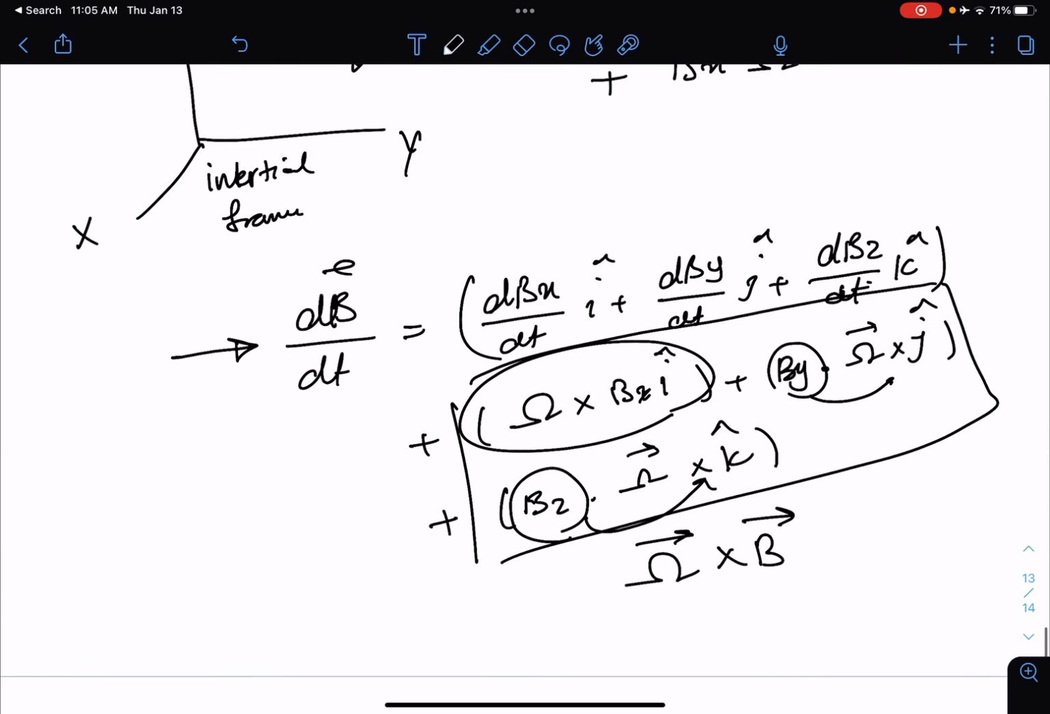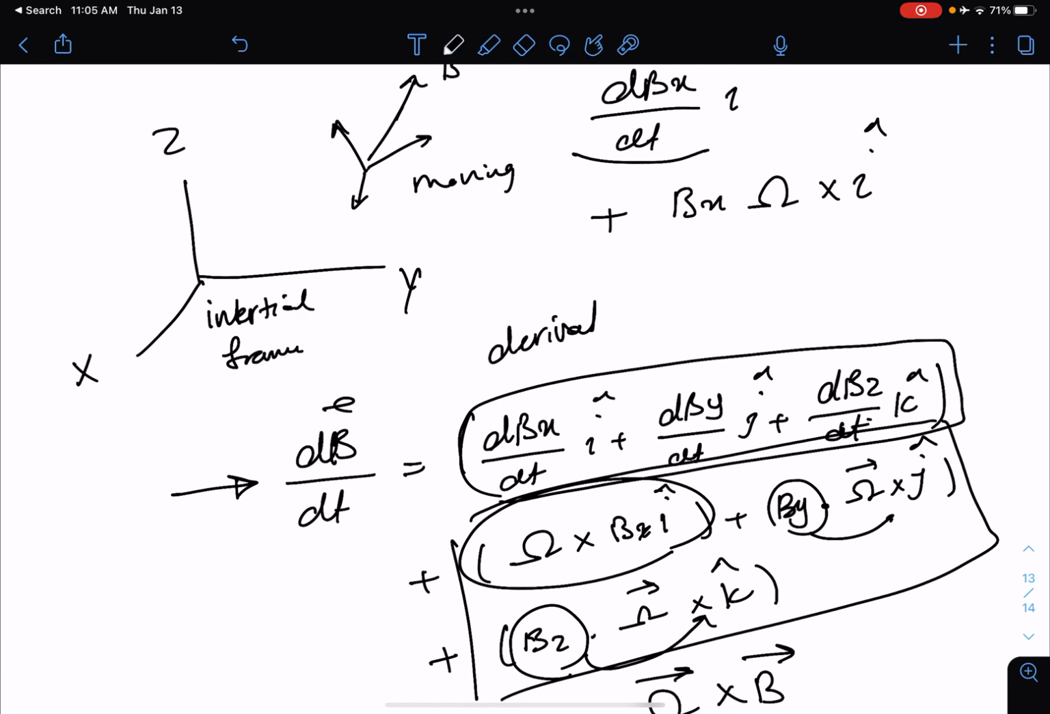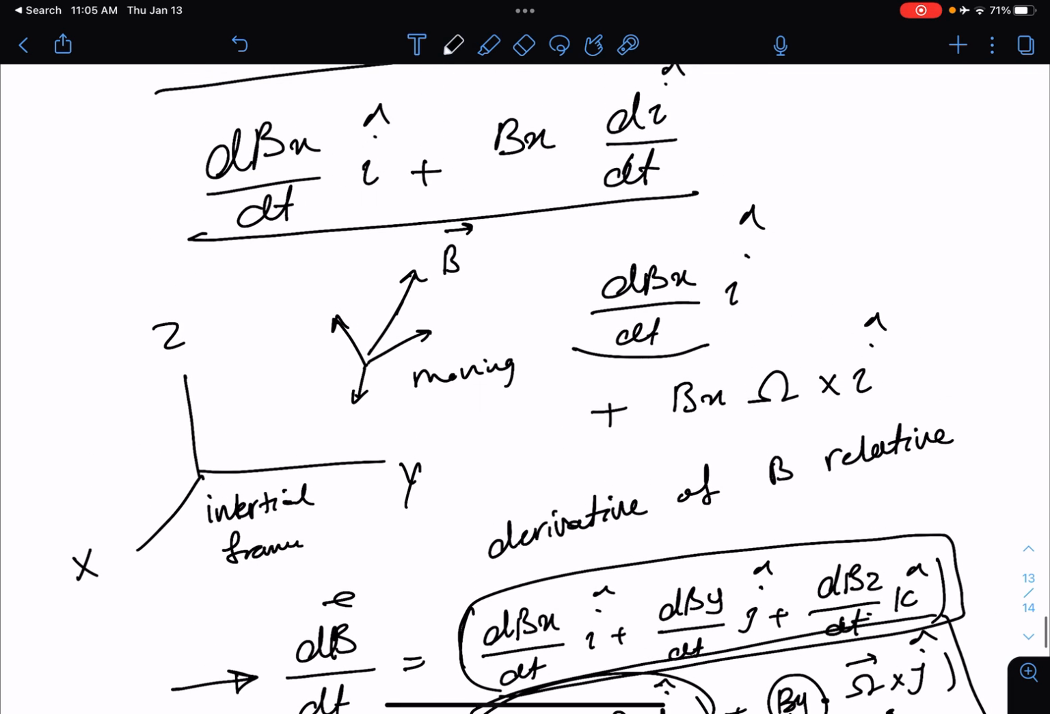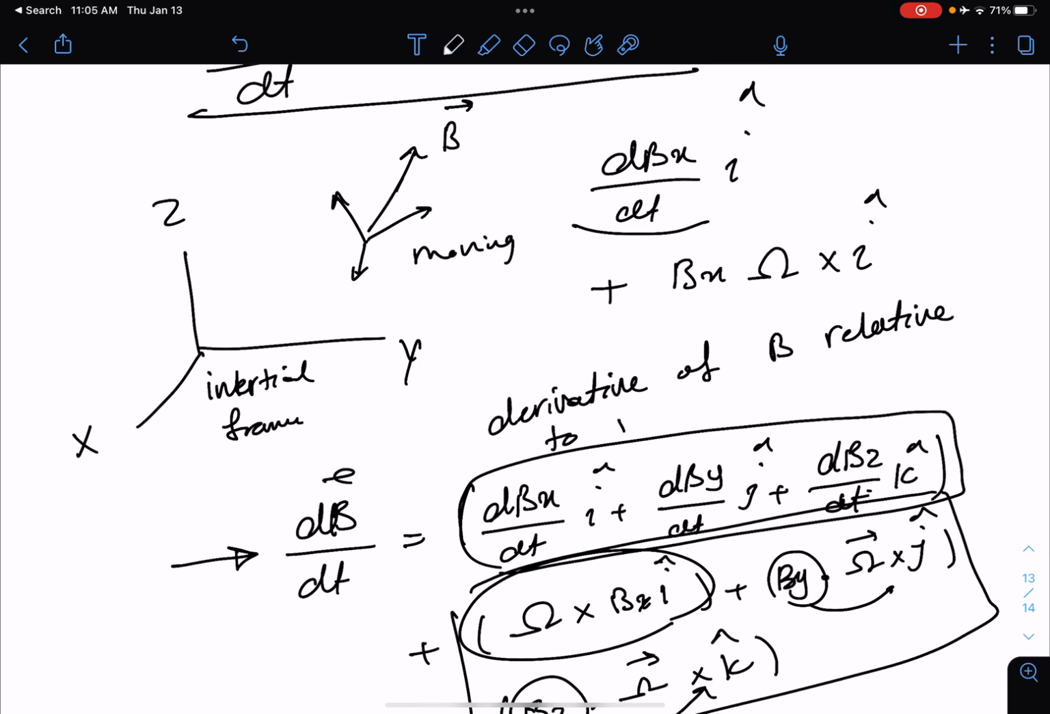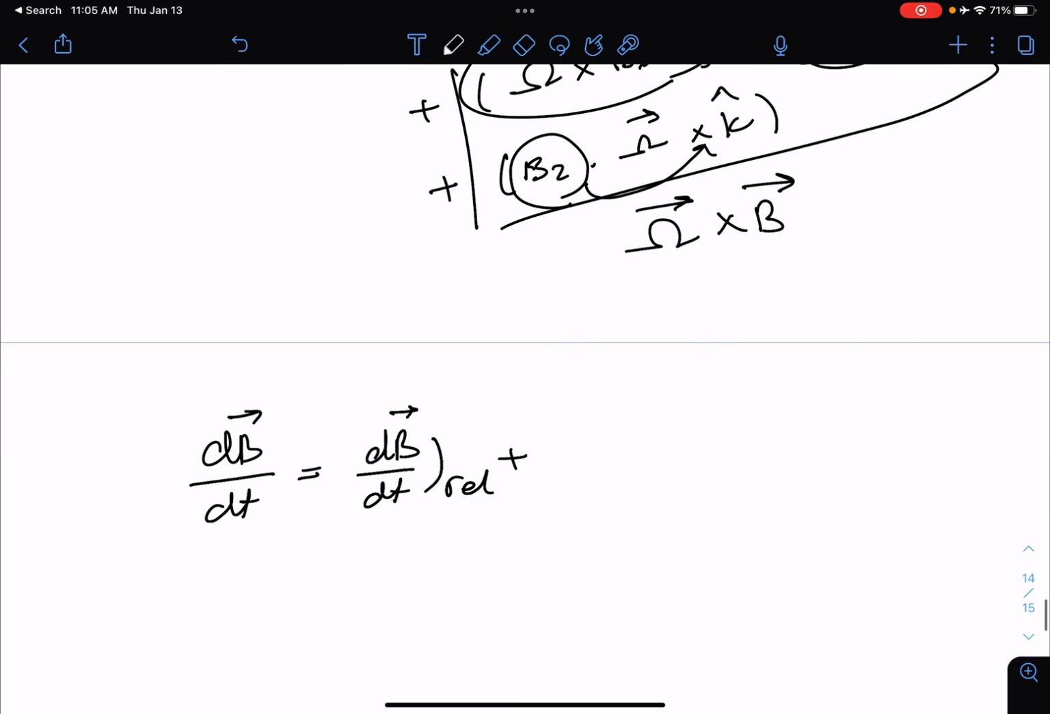And the first part is called the derivative of B relative to this moving frame, which is why this part of it is called dB dt relative, or rel. So, for a moving vector whose magnitude may also change, this will be the general form of the time derivative. Plus omega cross B.